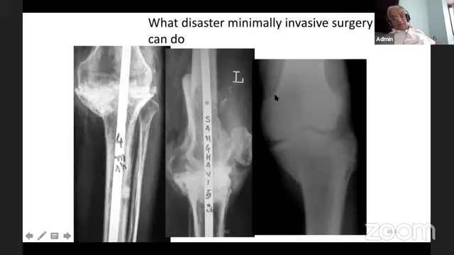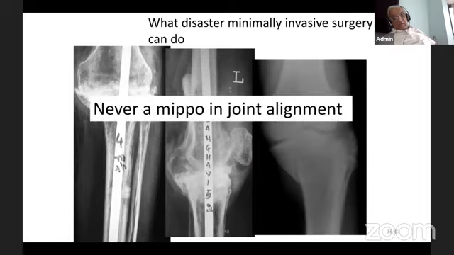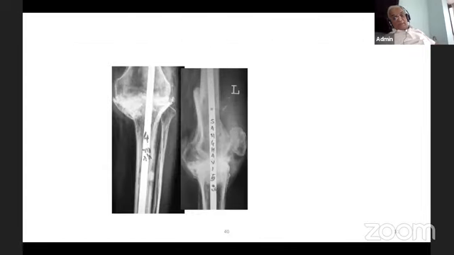So ultimately I had to do the knee joint arthrodesis. This is the knee arthrodesis, which was done for such a simple fracture. It ended up in a knee arthrodesis. He wasn't willing for the total knee at that stage, and never a MIPO in a joint alignment. This is how it is.